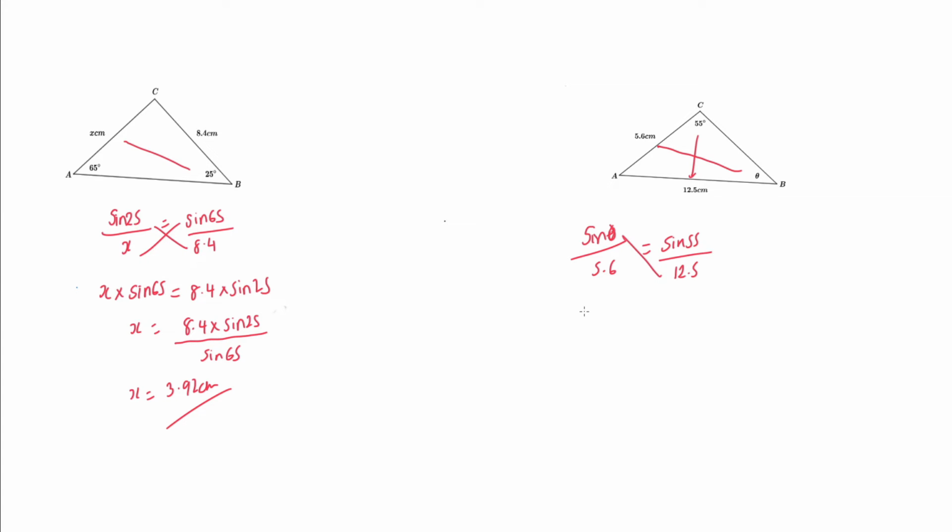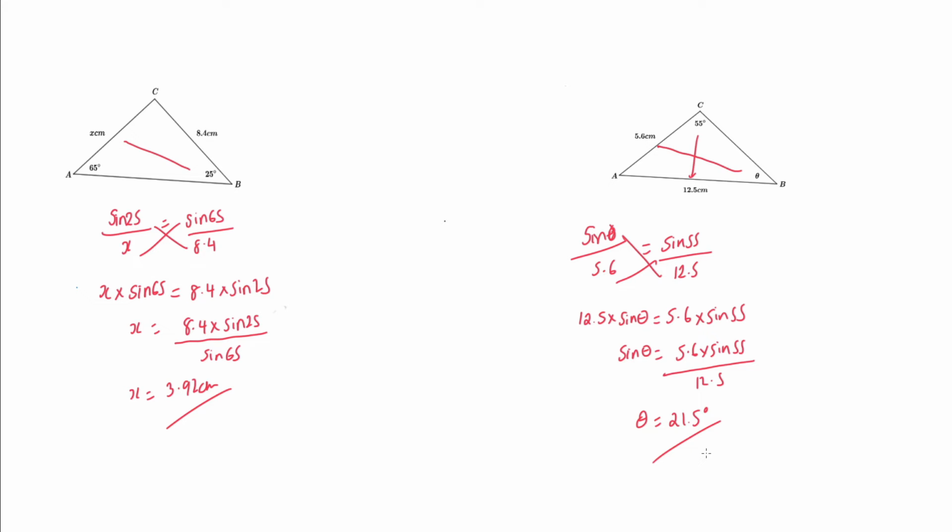Let's cross multiply. So we're going to say 12.5 times sine theta equals 5.6 times sine 55. Because we want to find sine theta, we're going to do 5.6 times sine 55 divided by 12.5. And theta is basically all of this inverse sine, right? So you're going to do 5.6 times sine 55 and divide that by 12.5. And if you press shift sine answer, that should give you 21.5 degrees. Okay, so if you've got these, well done.